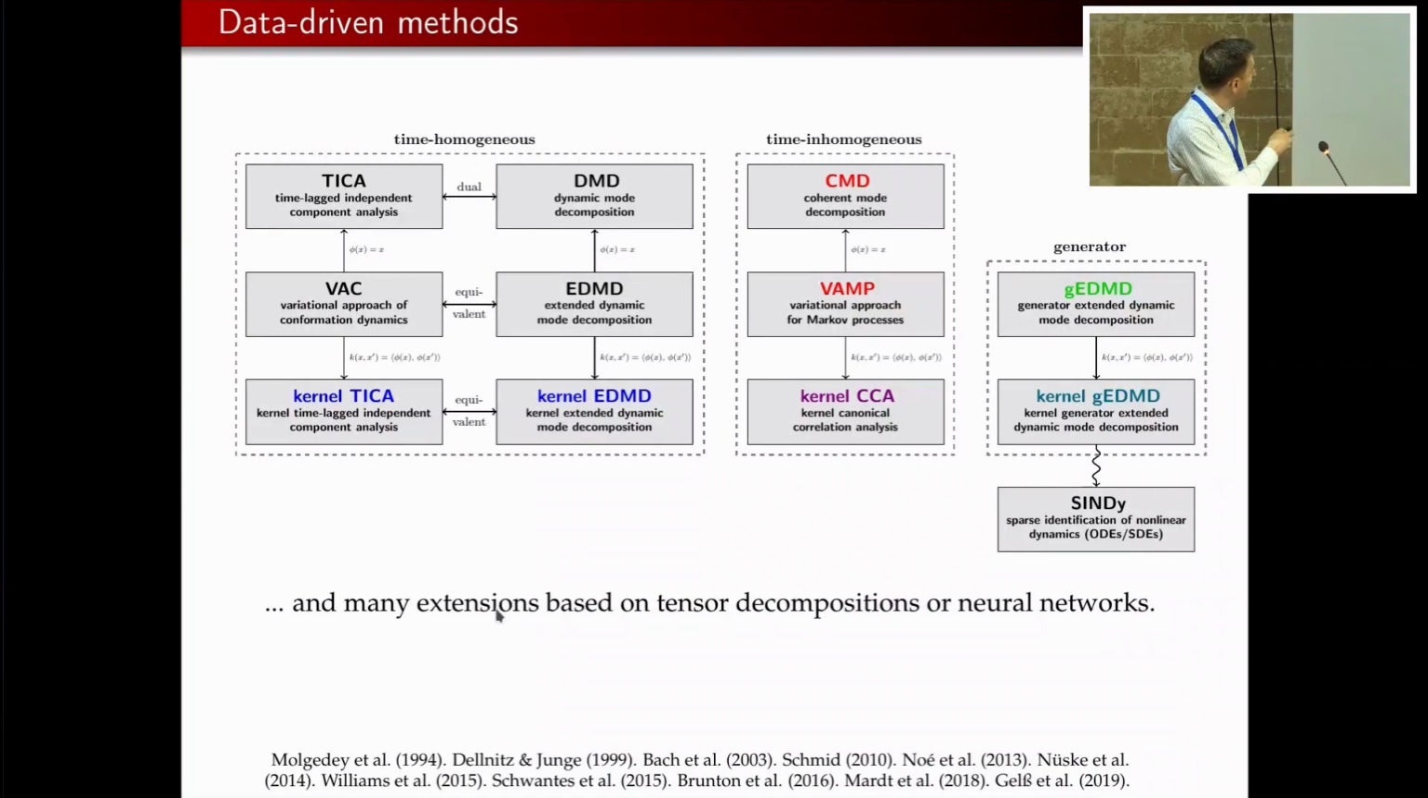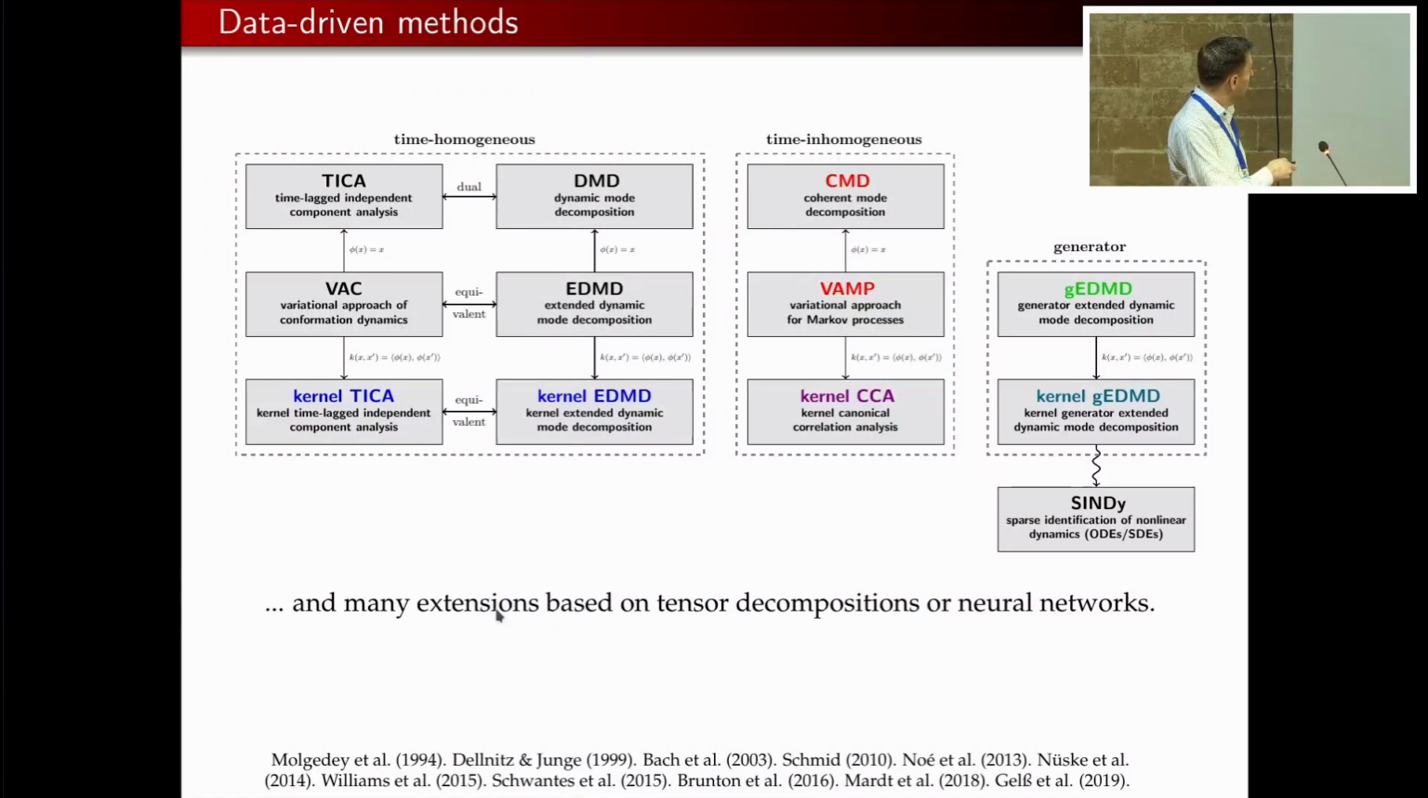These methods work quite well for time-homogeneous systems, but later I want to show that we can also extend this to time-inhomogeneous systems, where, for example, the systems are time-dependent or non-reversible. Then it makes more sense to talk about coherent sets instead of metastable sets. And then this generator approximation can be used also to identify the governing equations, and there are again kernel-based variants and lots of different approximations.